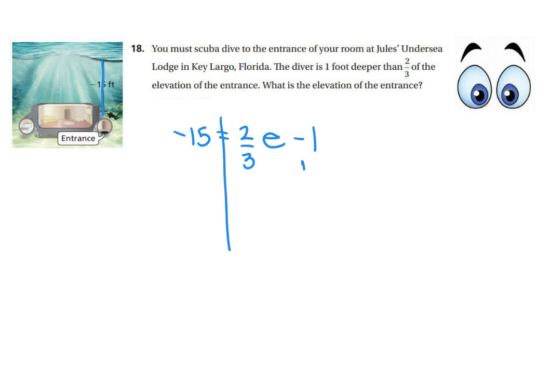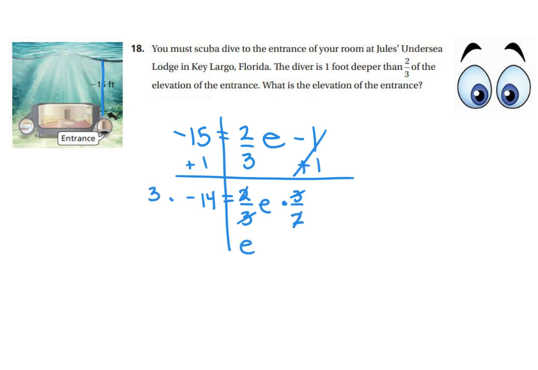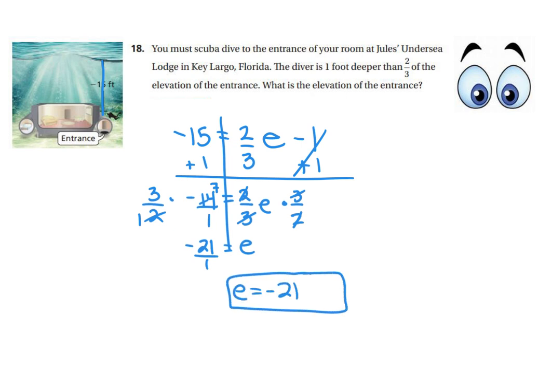So now we'll solve for E, so we'll add 1 to both sides. -1 and +1 cancel out, so we have 2/3 E, and -15 plus 1 is -14. So now to solve for E, we'll multiply by the reciprocal. That will allow us to cancel those out. Multiply the other side by the reciprocal. We can cross simplify. And then 3 times -7 is -21 over 1. So E is -21 feet.